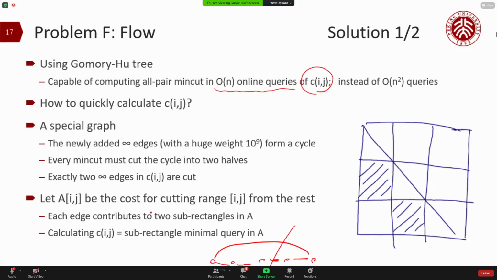And let's define another quantity to help us calculate Cij. We define Aij as the cost for cutting the segment Ij from the rest.